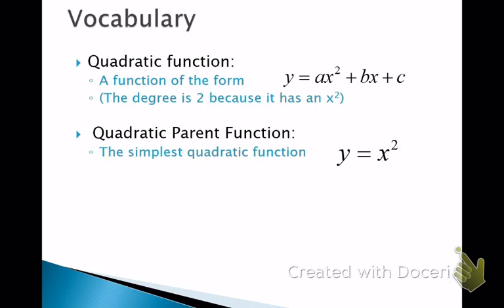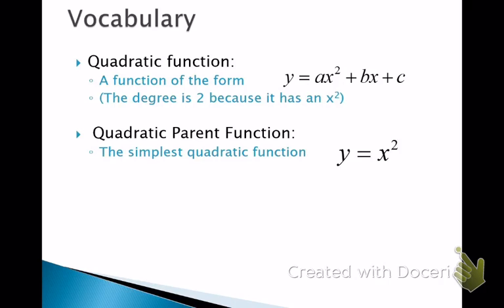Now, quadratic functions have a parent function, which is y equals x squared. We talked a little bit about parent functions when we did absolute value functions, but a parent function is just the simplest function out there of that form. And so y equals x squared is the simplest because there are no coefficients, there are no constants, there's nothing else around the x squared except it's just x squared. Okay? And it has a graph.